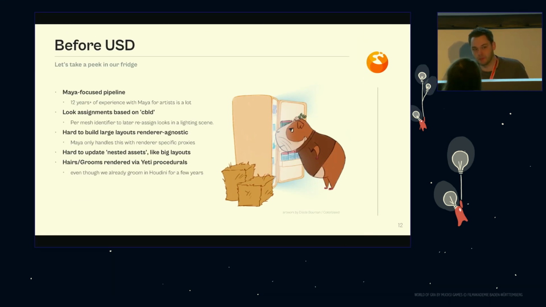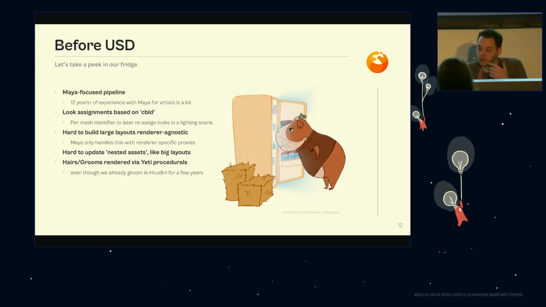So let's take a peek at how we used to work before USD. We're a small studio, Maya focused, have been since the beginning. We do all our modeling in there. We do use Houdini every now and then for character effects or other effects, but in essence, our work is Maya with Arnold, V-Ray, Redshift, and the last few years, mostly Arnold and Redshift. We do look assignments, storing the assignment of what a look is on a mesh through an identifier per mesh, which we call the CBID, which I'll explain in a bit.